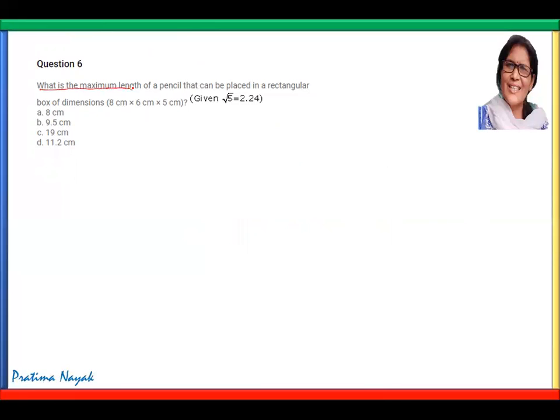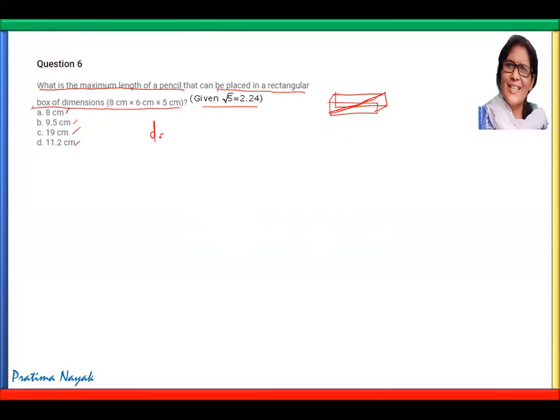Question number 6. What is the maximum length of the pencil that can be placed in a rectangular box of dimension 8 centimeter, 6 centimeter, 5 centimeter? The options are 8 centimeter, 9.5 centimeter, 19 centimeter, and 11.2. A clue is given that you will take root 5 is equal to 2.24. The question is the same. Inside a box, a pencil can be put. That means this will be the diagonal. So the same formula will apply.